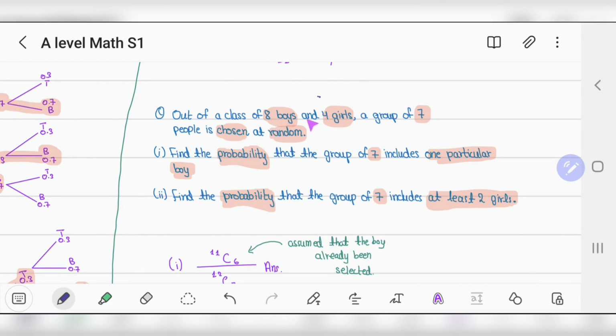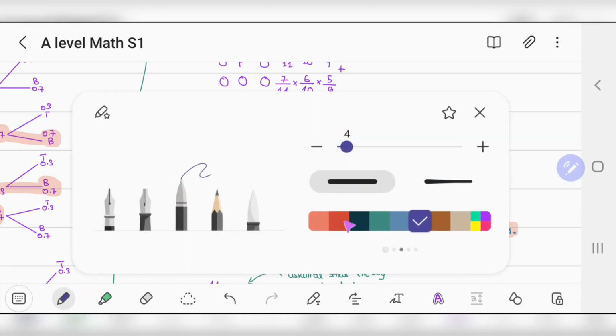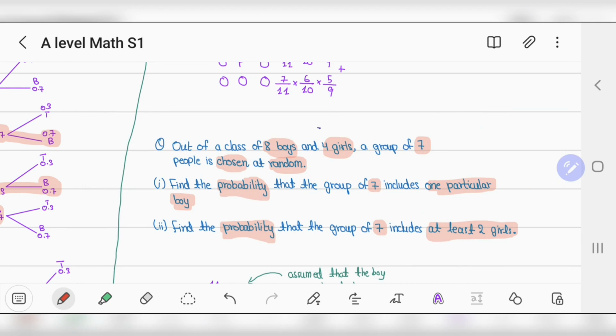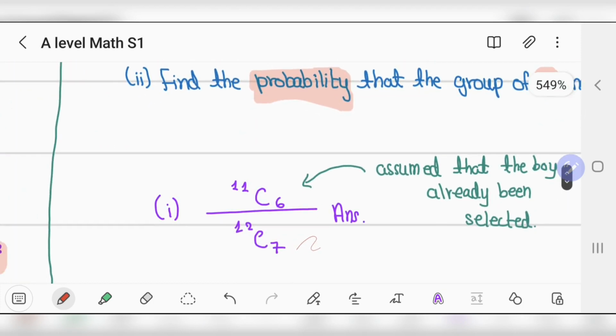Another question: out of a class of 8 boys and 4 girls, a group of 7 people is chosen at random. Find the probability that the group of 7 includes one particular boy. Since it says one particular boy, it's not just any boy. So we're going to assume that we have already selected that particular boy. He's already in the group. So we have to select the remaining 6 people from the other 11. So 11C6 upon 12C7. 12C7 is the total possible number of outcomes, and 11C6 is what we wanted. So this is the answer.